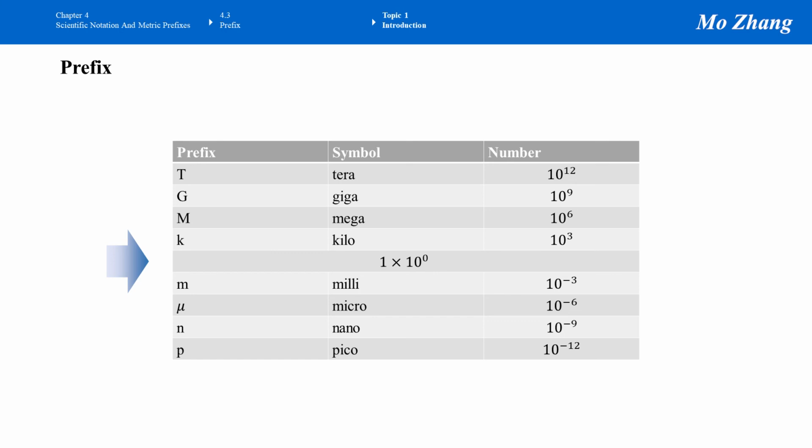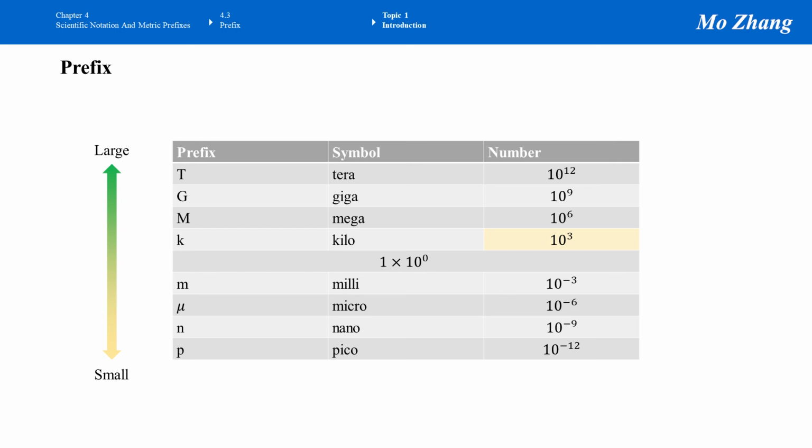So begin with the center row, 1 times 10 to the power 0. If we move upward, going up, the prefix increases. From the same reference point going down, it decreases. So let's go up. The first prefix we're going to cover is K. Prefix K means kilo, and a kilo is defined as 1,000, such as a kilogram, a kilometer. So kilo is 1,000, which is 10 to the power 3.